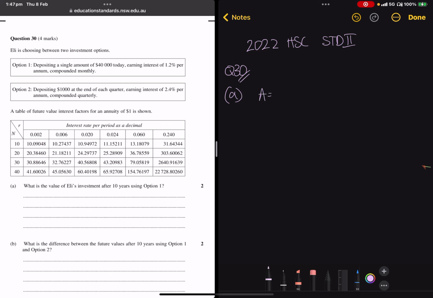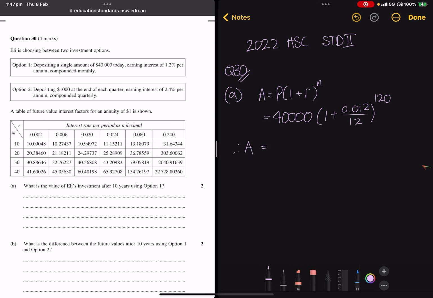So we're going to say A is P times 1 plus the rate to the number of periods. P is 40,000 times by 1 plus the rate, which is 1.2% per annum, but that's compounded monthly, so we've got to divide it by 12. So 0.012 as a decimal divided by 12, all to the power of the number of years, which is 10 years, multiplied by the number of months in a year. So this is 120.